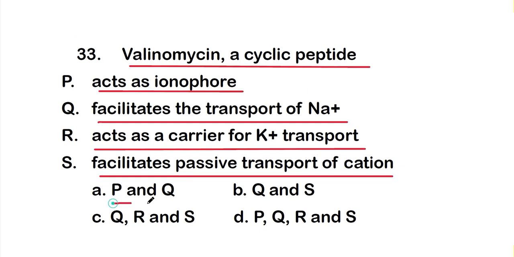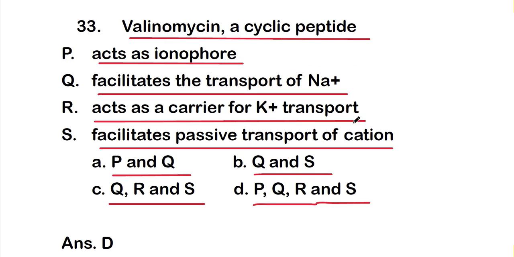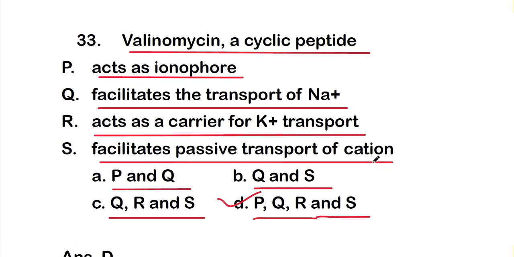Option A is P and Q, or option B Q and S, option C Q, R and S, or option D P, Q, R and S all are right statements about valinomycin. So the right one is option D, that is P, Q, R and S. All these options are correct about valinomycin. Valinomycin, a cyclic peptide, acts as an ionophore, facilitates the transport of Na plus, acts as a carrier for K plus transport, and facilitates passive transport of cation.